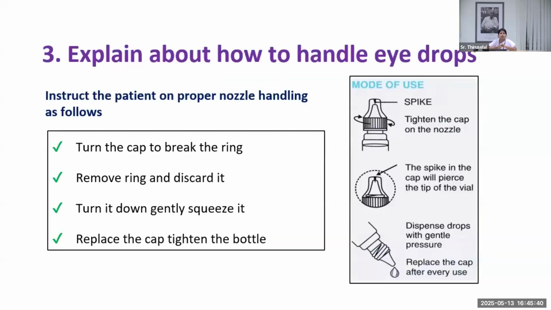Third, explain how to handle the eye drops. Instruct the patients on proper nozzle handling as follows. Do's of nozzle handling. Turn the cap to break the ring. Remove the ring and discard it. Turn it down, gently use it. Replace the cap and tighten the bottle.